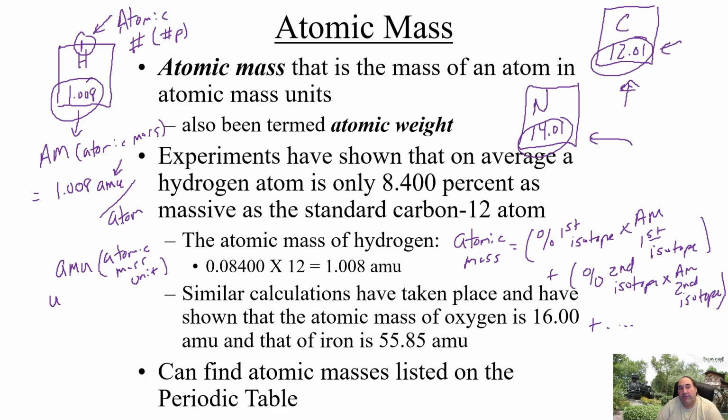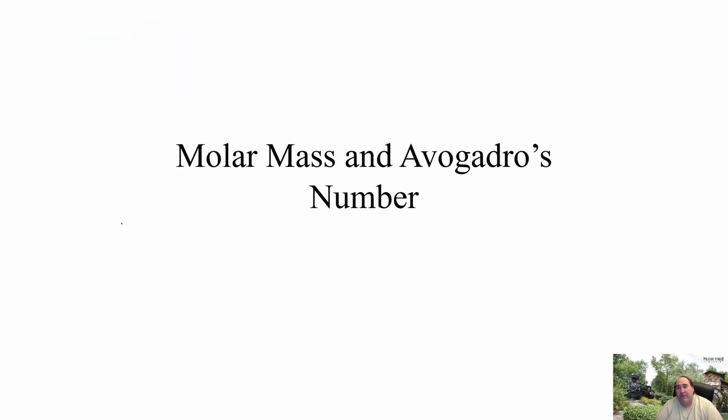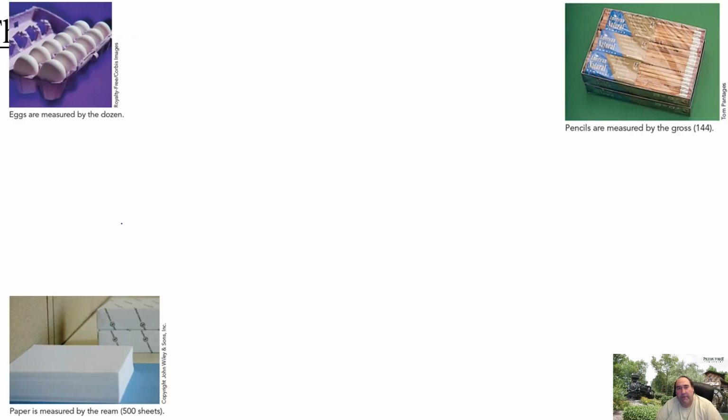And we're going to talk about the relationship of atomic mass that we see on the periodic table, and later on molar mass that we will see. So I just wanted to review that a little bit. So let's get into molar mass and Avogadro's number.